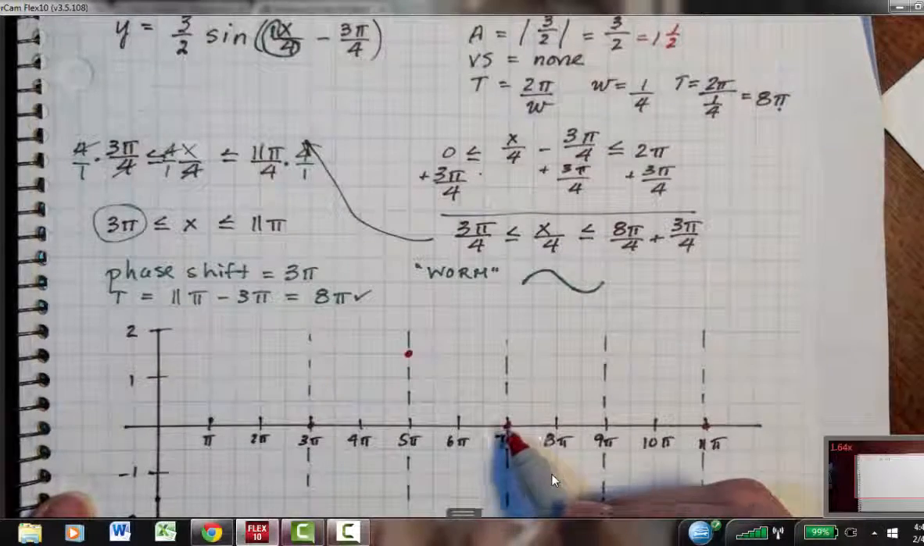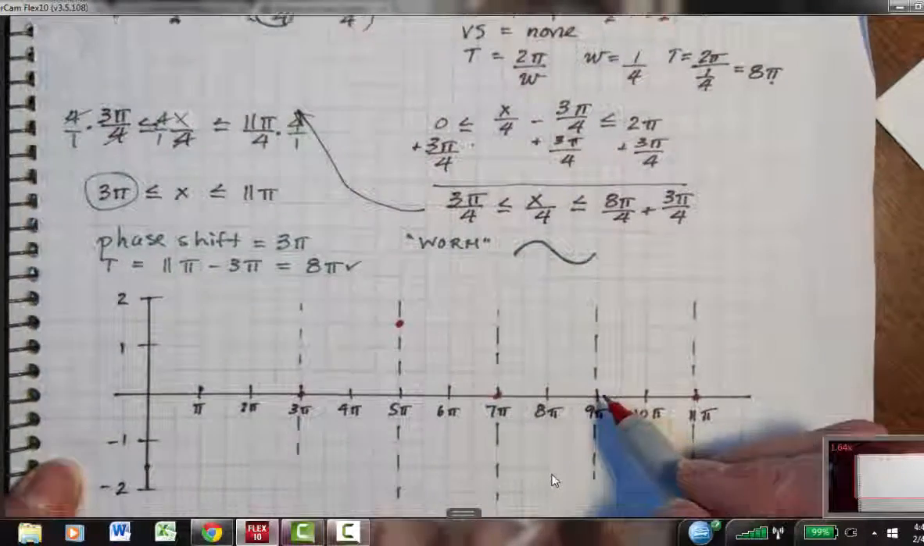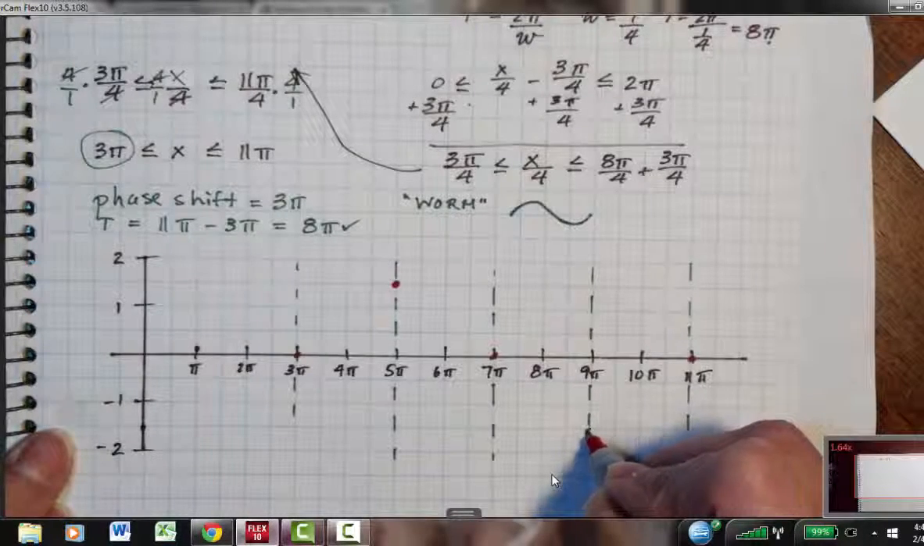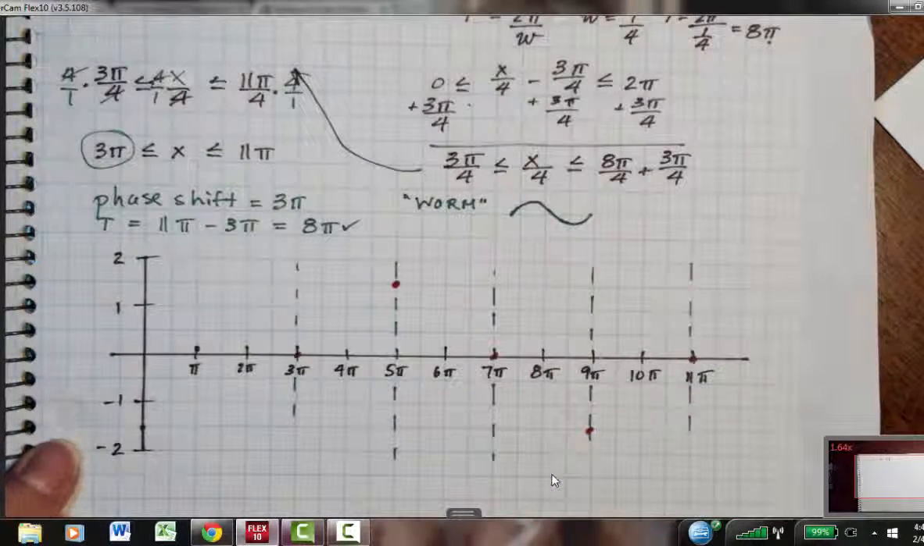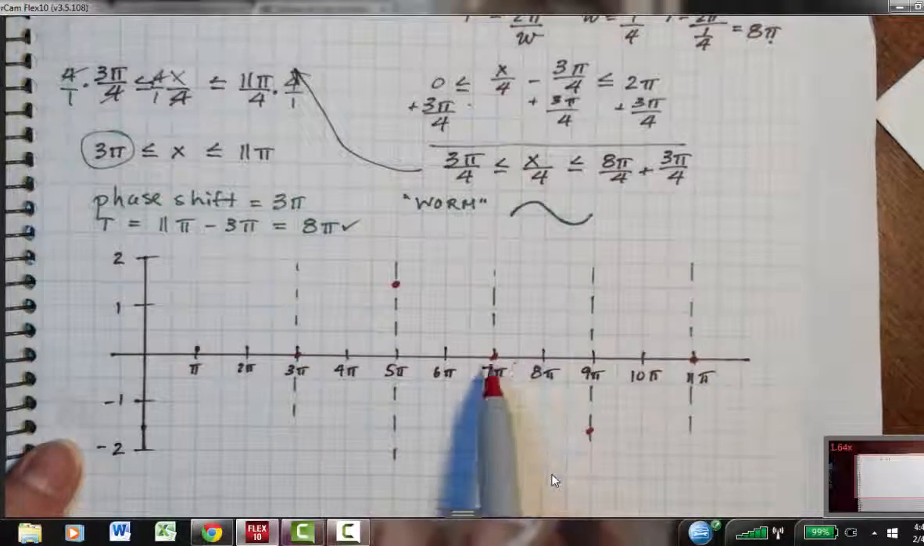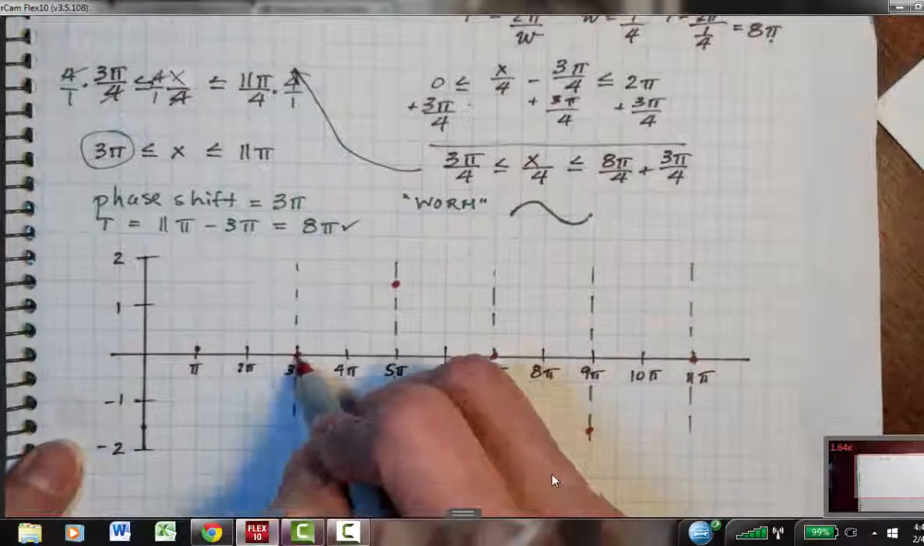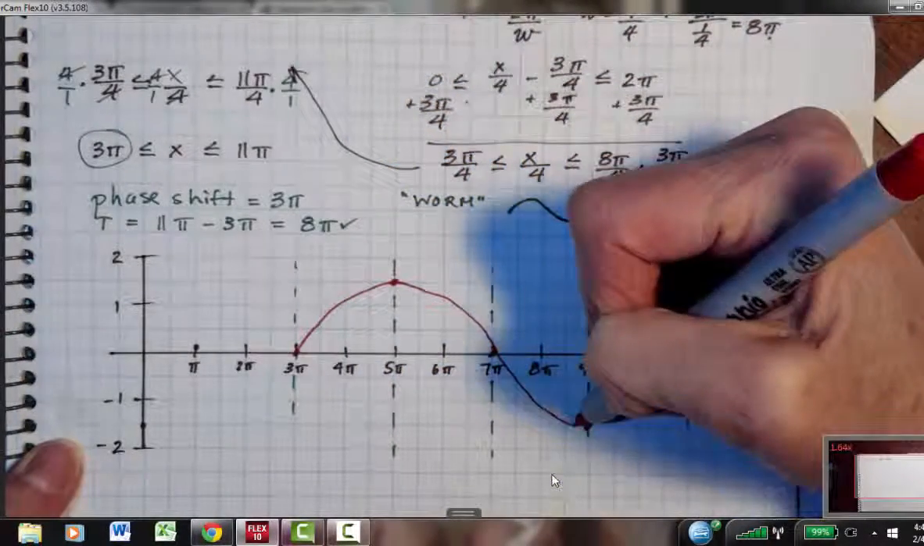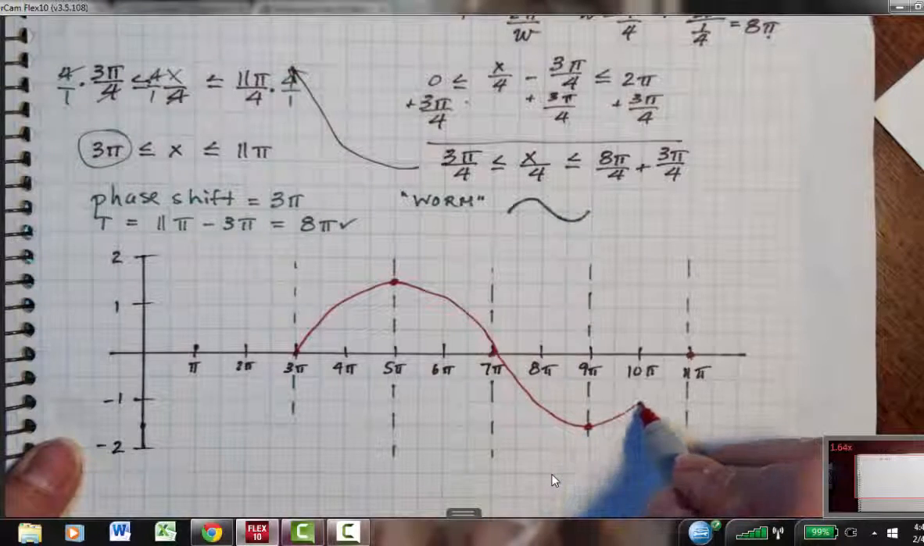And then I go past 0, and I'm going to go to my minimum in my third quarter, and that's going to be down 1.5. So now I have my 5 points, my beginning, my end, my middle, and my 2 quarter points, and I can go ahead and graph the function. And remember, it's supposed to be nice curving lines.